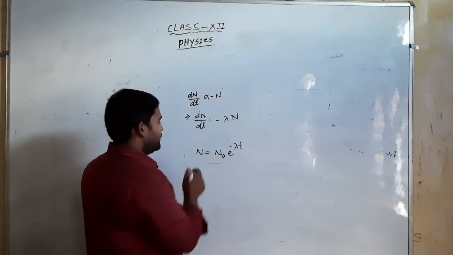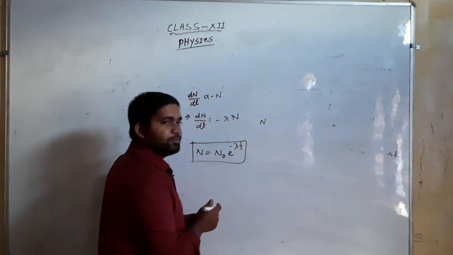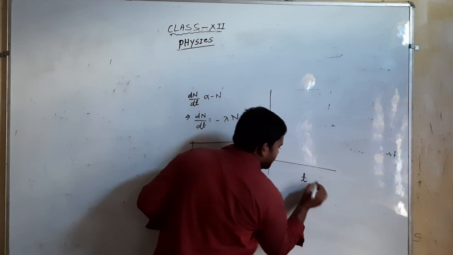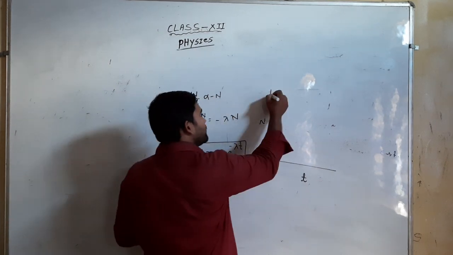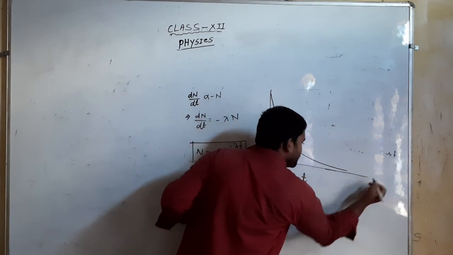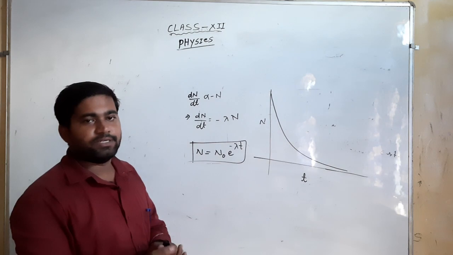If we draw the variation of the number of undecayed nuclei N with time t, then we find the radioactive decay law is exponentially decreasing with increase of time.